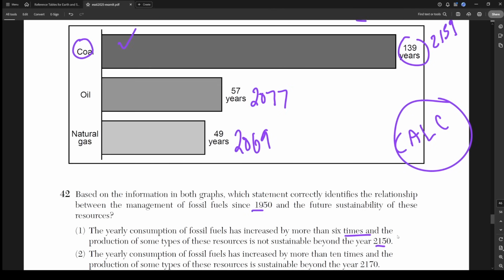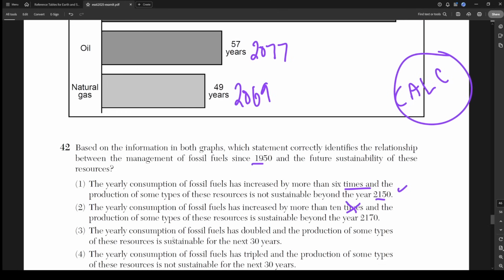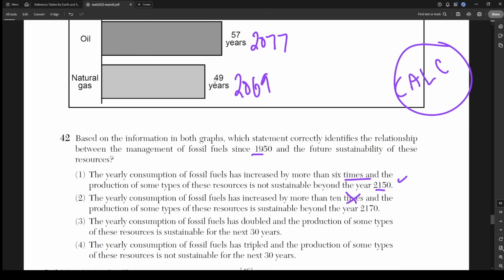I mean, I guess. Let's go on to the next one. The consumption of fossil fuels has increased by more than 10 times since 1950? No. The yearly consumption of fossil fuel has doubled? Way more than that. It is 6 times. And the production of some types of these is sustainable for the next 30 years. They're all sustainable for the next 30 years. And then this one says it's tripled for 30 years. So question 42, the answer is 1.